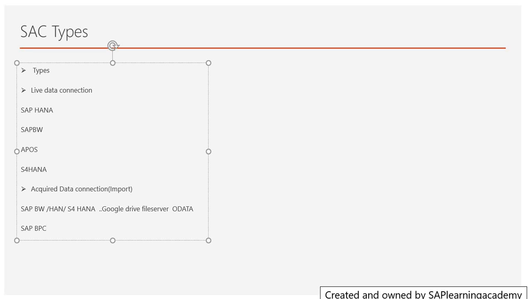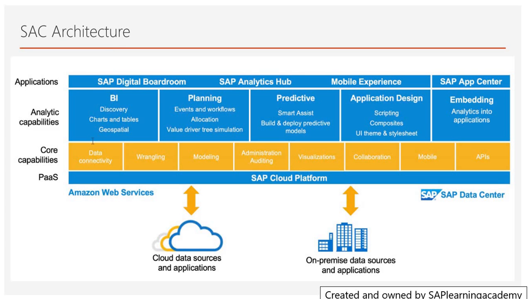Now I will be coming to the architecture, how the SAP Analytic Cloud architecture looks. This is the overall architecture of SAP Analytic Cloud. As you can see at the bottom, we have the option of cloud data sources and applications and on-premise data sources. Both these options are available. The next part is the SAP Analytic platform, which is PaaS, platform as a service.